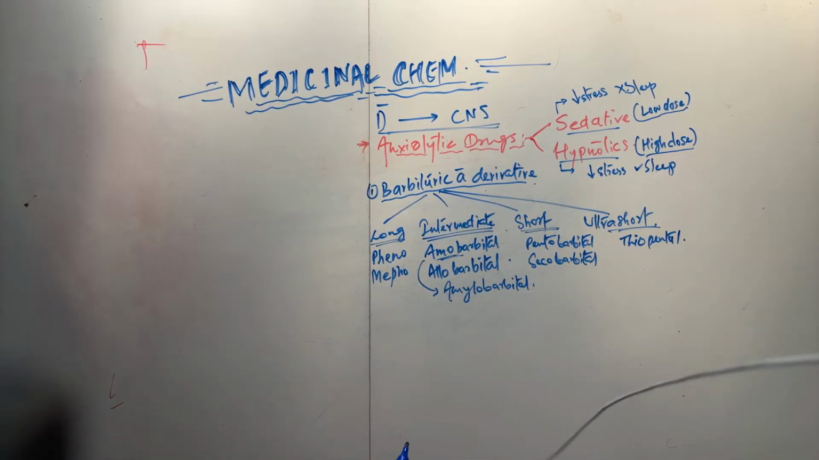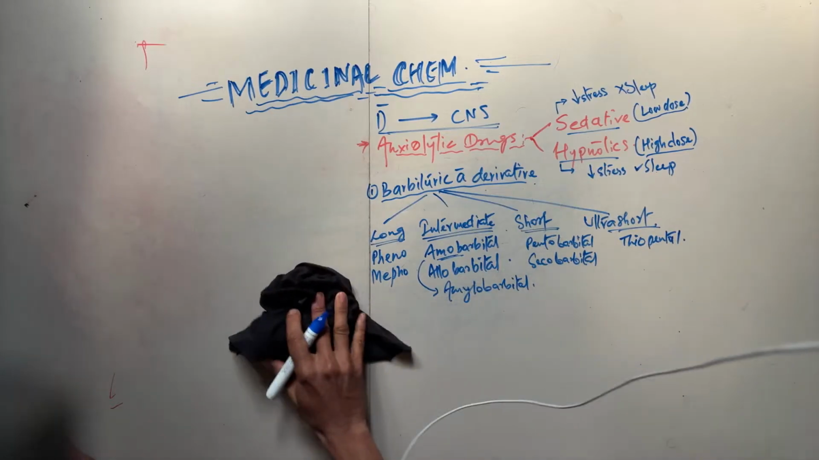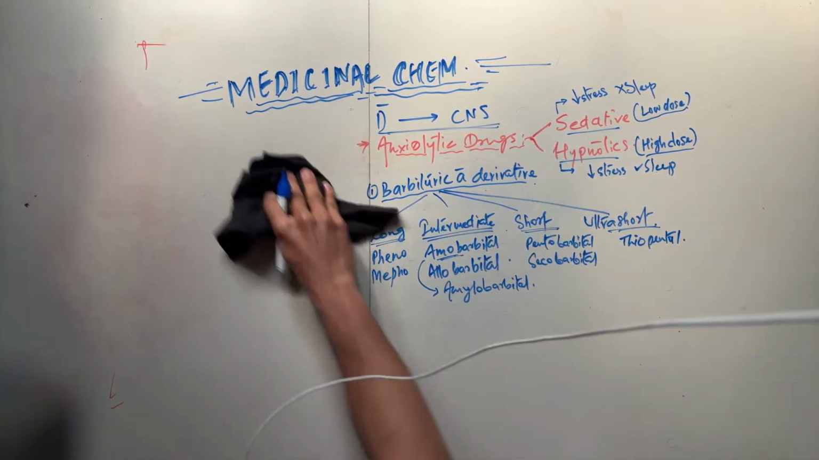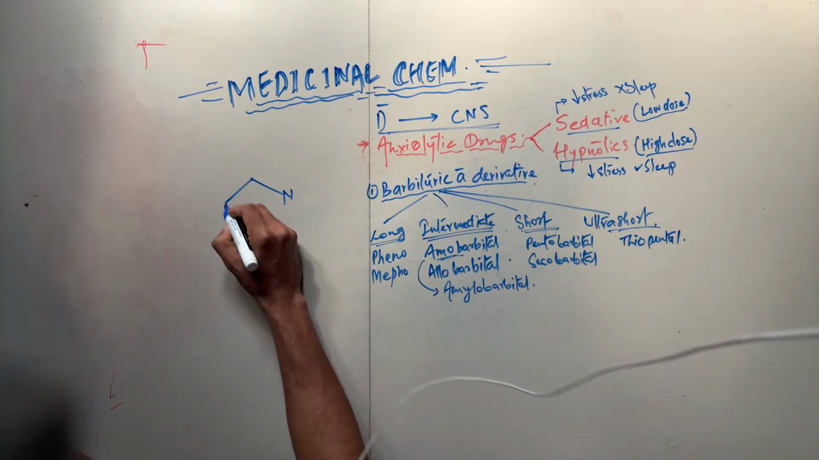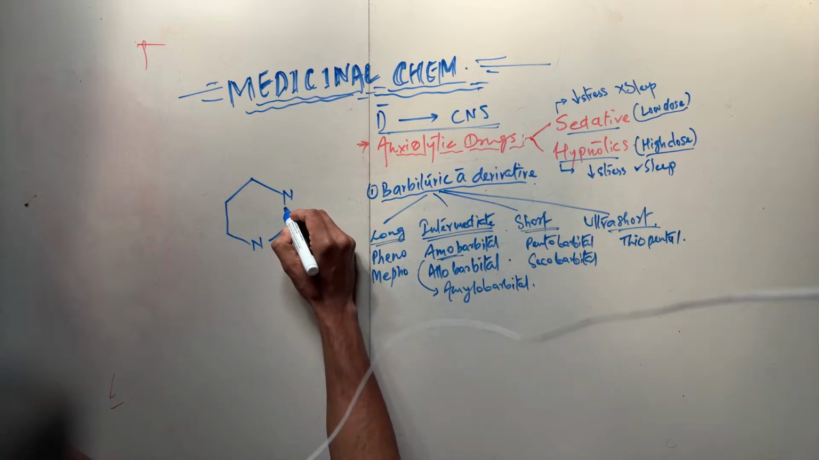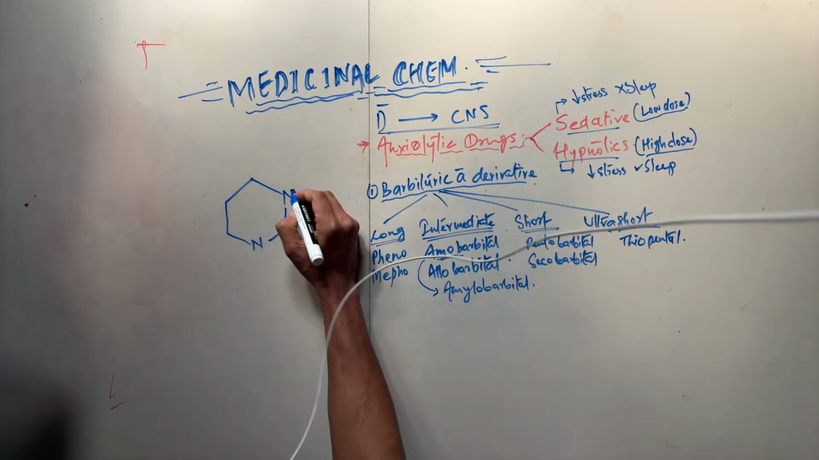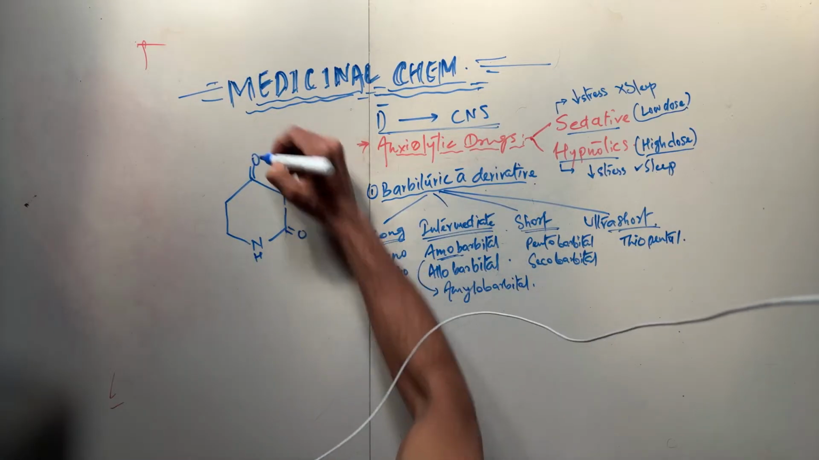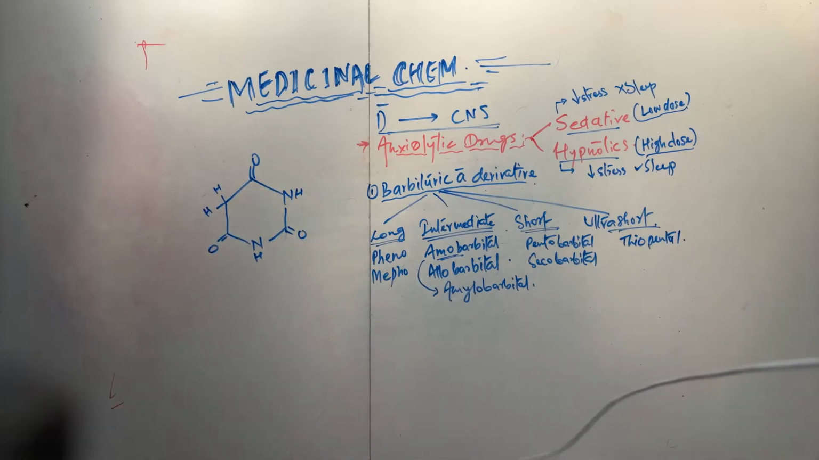So what is the structure of barbituric acid derivative or barbiturate? Barbiturate has the structural scaffold that is called pyrimidine. Nitrogen, another nitrogen. This is pyrimidine, right? Now this nitrogen has one hydrogen, and this one also has one hydrogen. You will see 3 ketone groups are also connected and there are 2 hydrogens, right? This is barbiturate. Now we will start numbering.